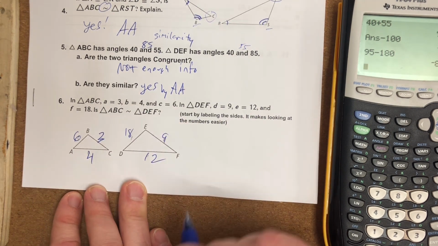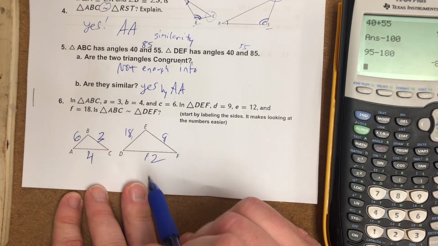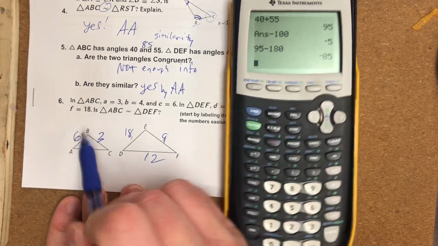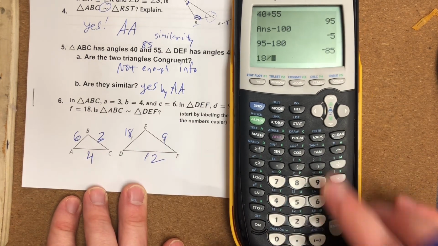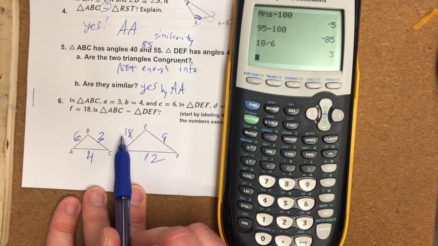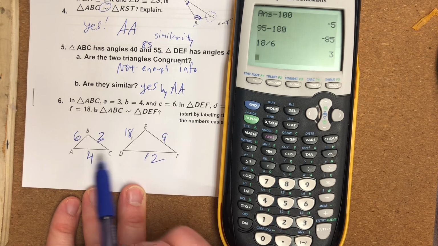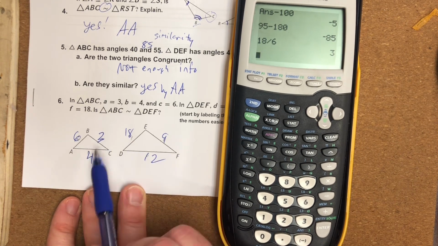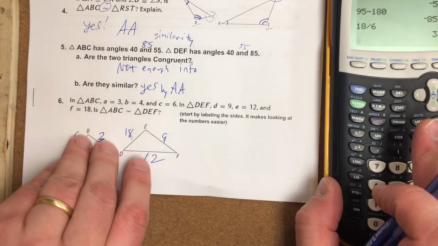Are they similar? I can't see the angles, but the sides should all scale up appropriately. To get from 6 to 18, I can do 18 divided by 6 if I'm not sure. I got that 6 times 3 is 18. So then what's 3 times 3? 9. What's 4 times 3? 12. Since they all scale up by 3, our sides are proportional.